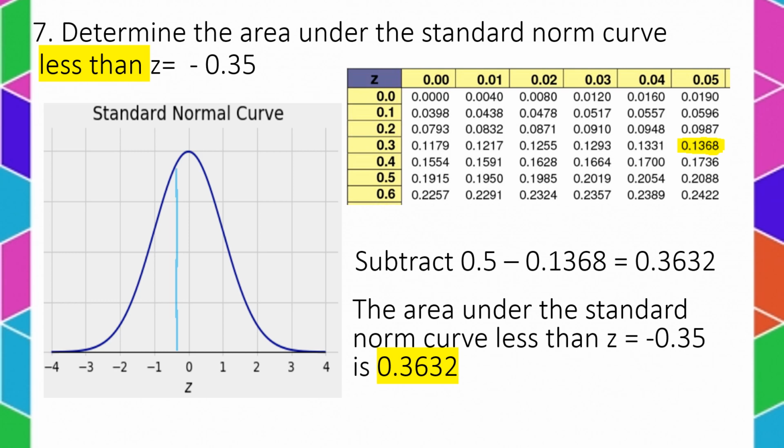So, when we say less than, anong ibig sabihin yan? Yung less than meaning mas mababa. Mas bababa sa negative 0.35. Punta ka sa kaliwa. Kasi less than yung ginamit na expression. And then counter check nyo how big is the graph. It should be 36.32%.